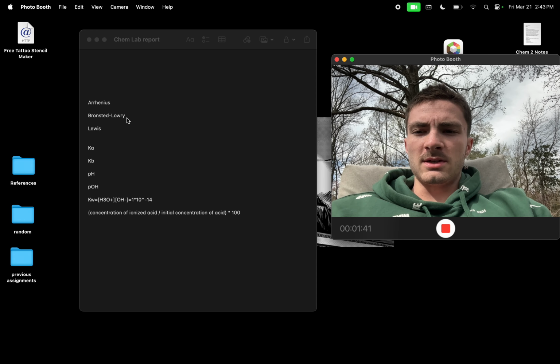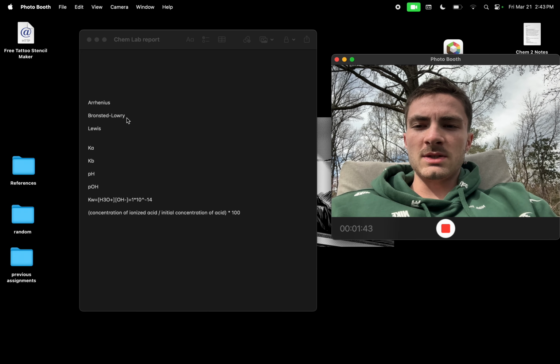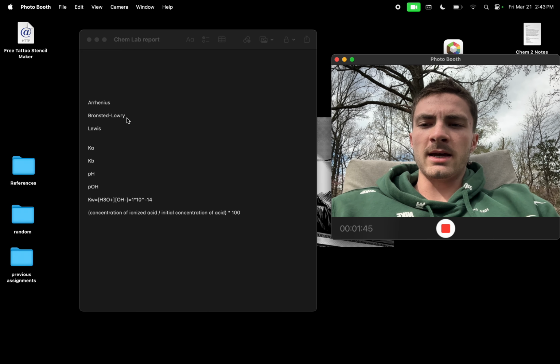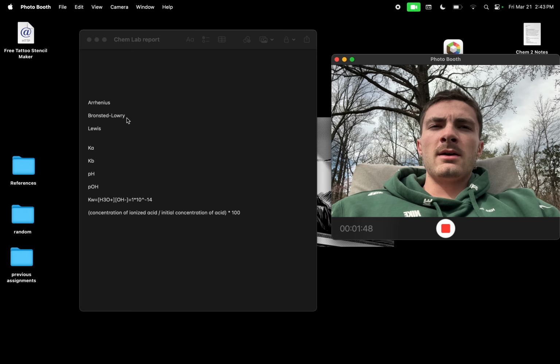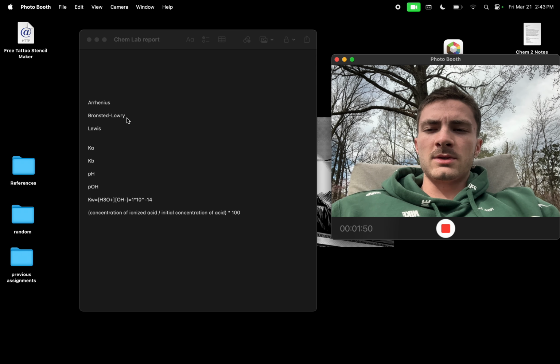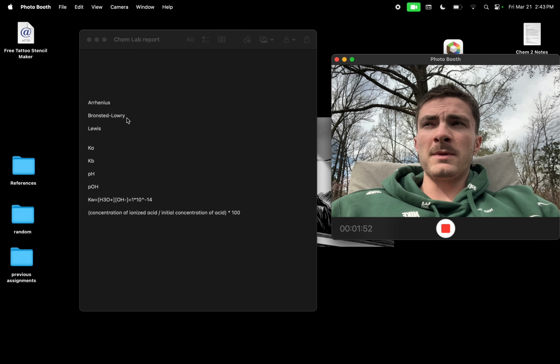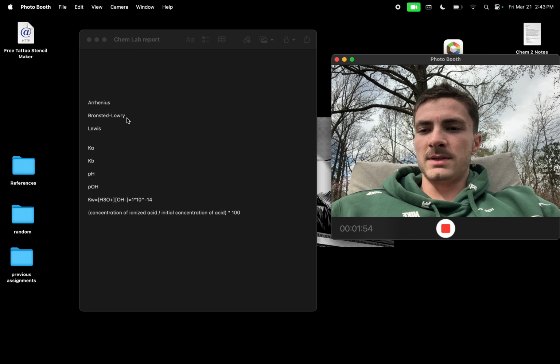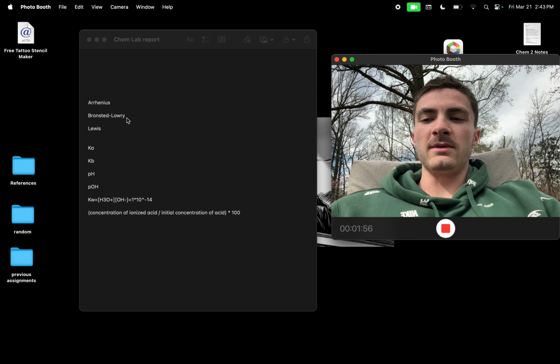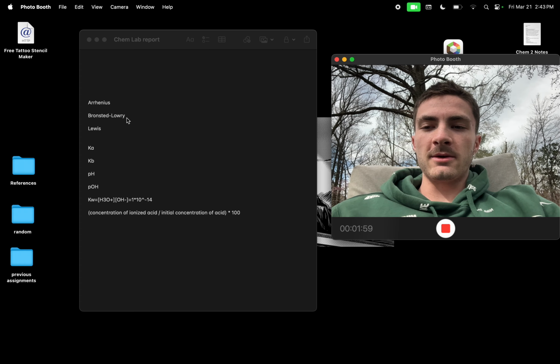So first, for the definition, we have three definitions. We have the Arrhenius definition, the Bronsted-Lowry, and the Lewis. These are in order of when they were come up with. They weren't all come up with at the same point in time. Scientists came up with them at different points in time, and this is the order that they were come up with.